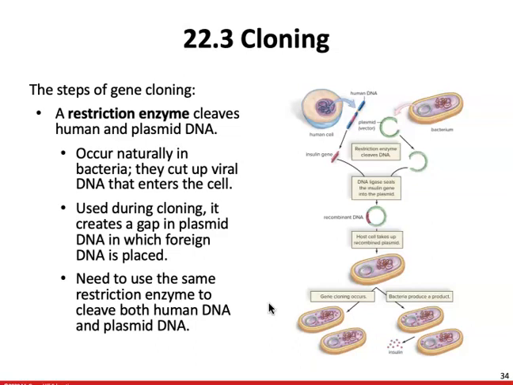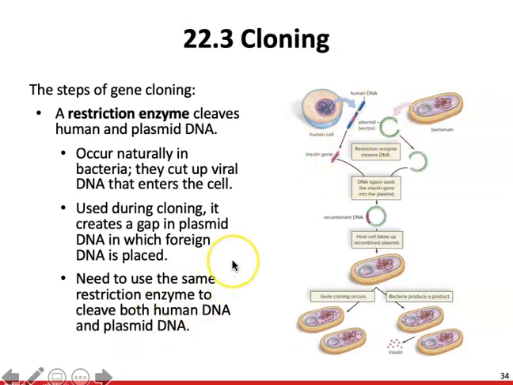So here's how we're going to do it. First, we're going to use a restriction enzyme to cleave the human and the plasmid DNA. So here we have a human chromosome. We're going to use a restriction enzyme to cut here and here. That's going to be the gene for insulin. We're also going to use that same restriction enzyme to cut the plasmid. The plasmid is going to cut here and here. And when it cuts in those locations, it's going to fit in the puzzle piece of the human insulin gene that we want to insert in there.